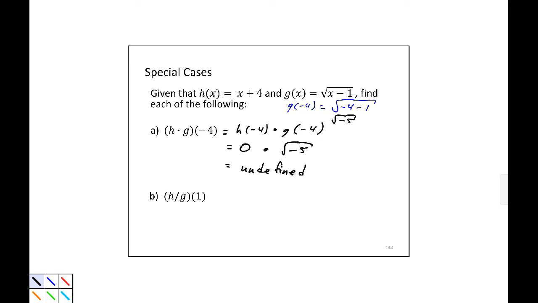And for our last example, h divided by g of 1. Well, this would be h of 1 divided by g of 1. H of 1 is 1 plus 4, or 5. G of 1 would be the square root of 1 minus 1. I'm just going to write this here, which would be the square root of 0, which is 0. So 5 divided by 0, which is undefined.